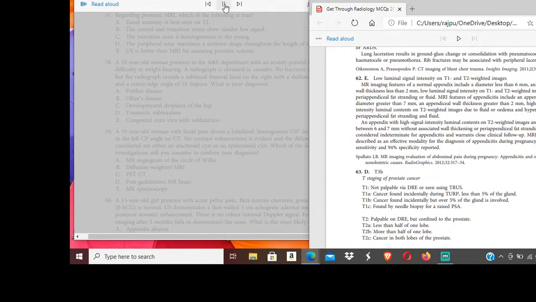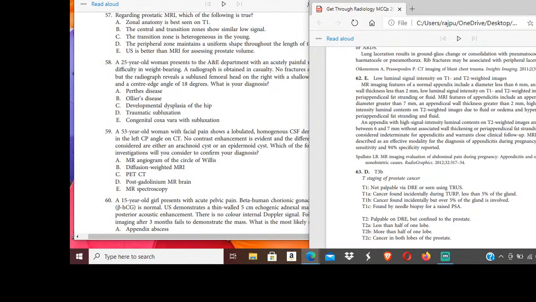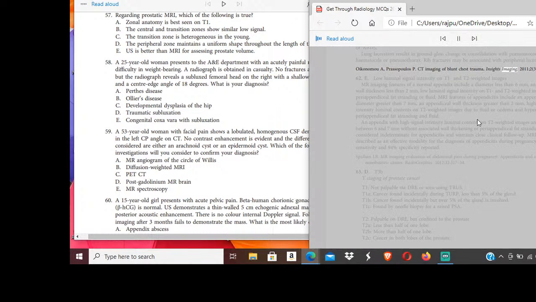Chapter 5. Trauma. Insights Imaging. 2011, 2(3):281-95. 62. Low luminal signal intensity on T1 and T2 weighted images. MR imaging features of a normal appendix include a diameter less than 6 mm, an appendiceal wall thickness less than 2 mm, low luminal signal intensity on T1 and T2 weighted images and no periappendiceal fat stranding or fluid.